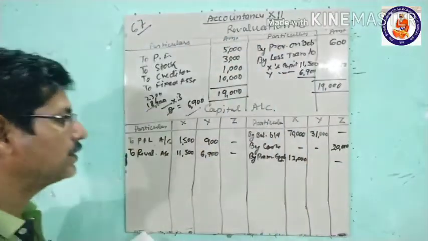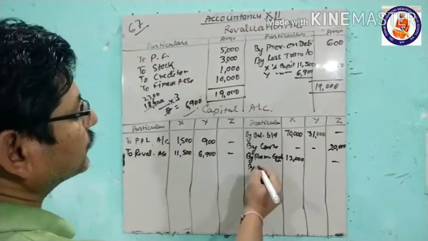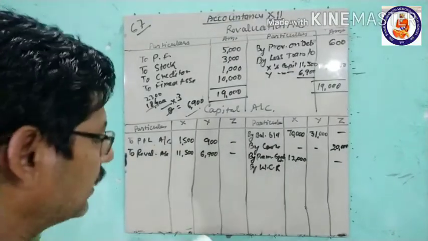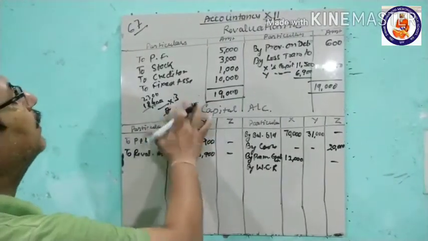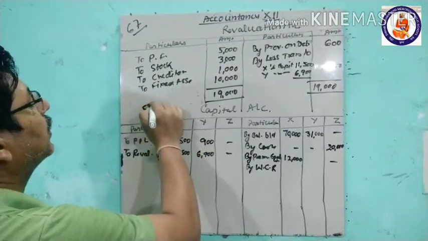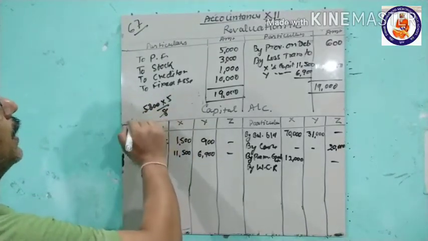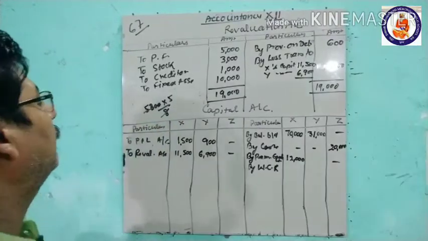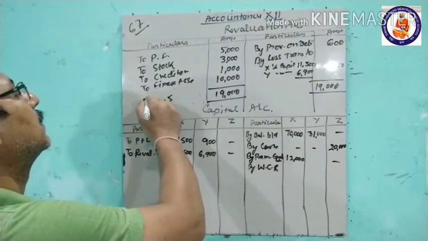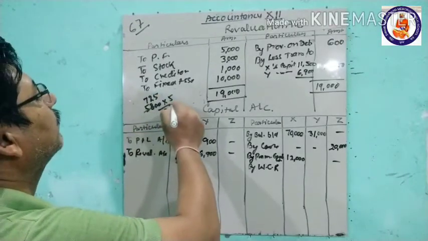Okay, so their account will be credited by workman compensation reserve. What is the amount? That is 5,800. So 5,800 if divided, 5,800 by their profit sharing ratio, 5,800 divided by 8 into 5.